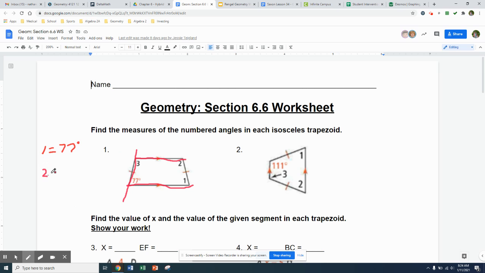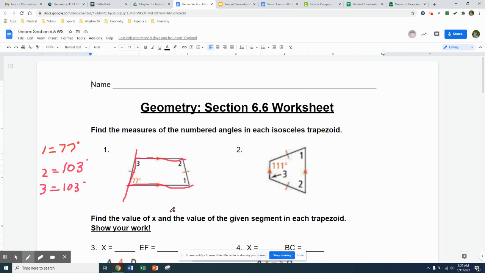So both 2 and 3 are going to be the same. So once I find one of them, I'll know the other because they're base angles. And in isosceles trapezoids, the base angles are going to be congruent. But all I'm looking for is 3 and 77, since they're same side interior, they are going to add up to 180, which is going to mean that they have to be 103.